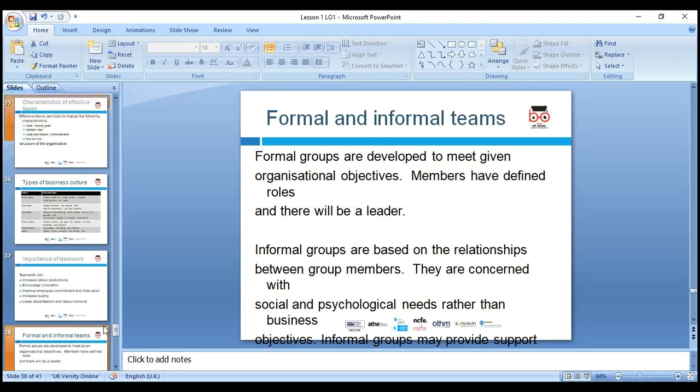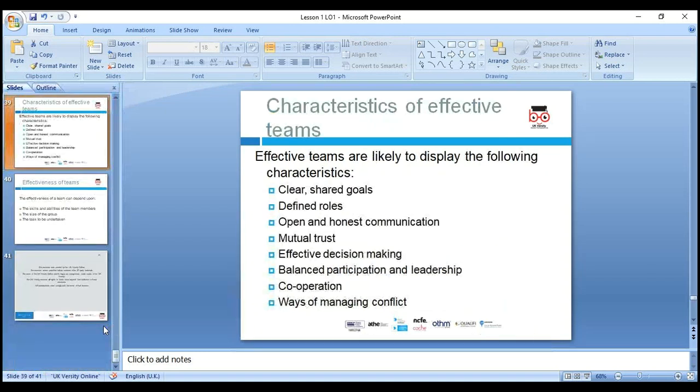So we need a team in the organization structure with a clear shared goal, defined roles, open and honest communication, mutual trust, effective decision making, cooperation, and a way of managing. So all this we need. Any questions up to now? No, I understand.